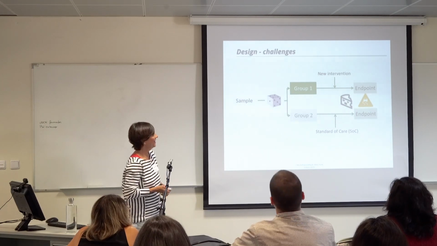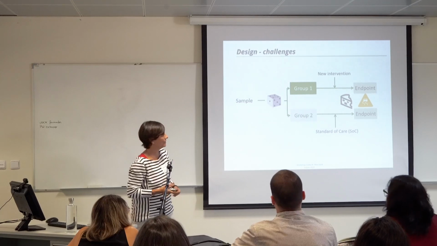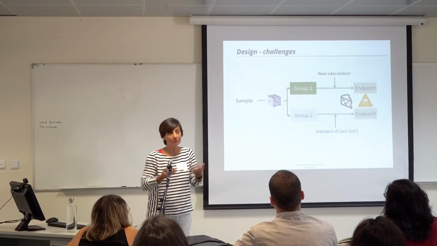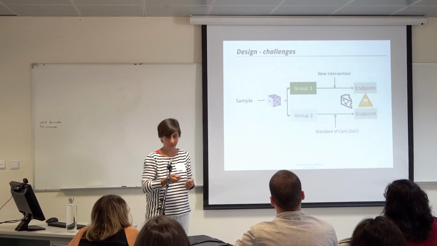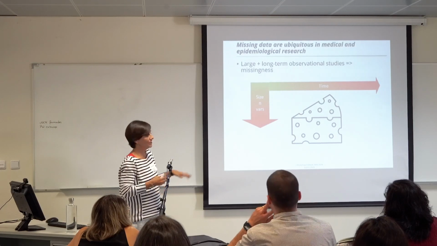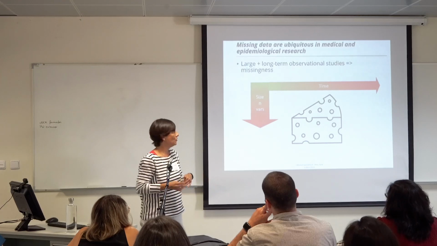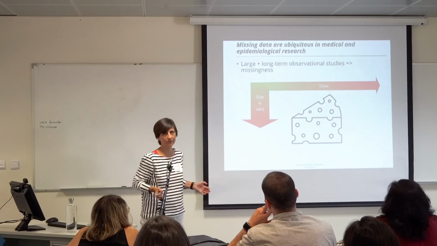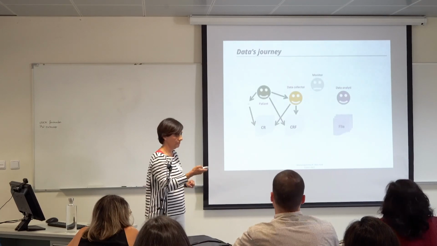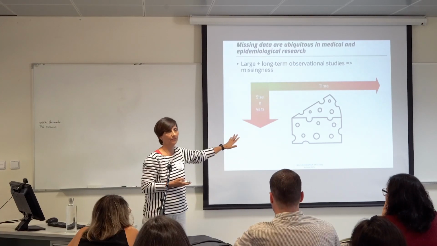Okay, let's go to the next challenge, which is what I call the cheese part. So you go and try to measure, and then you get missing data. This happens, of course, in randomized control trials, but especially in observational data. So if you have a lot of variables, you will have a lot of holes in your cheese, or your data. Also, if you have a very long study, you will also have a lot of missing data.